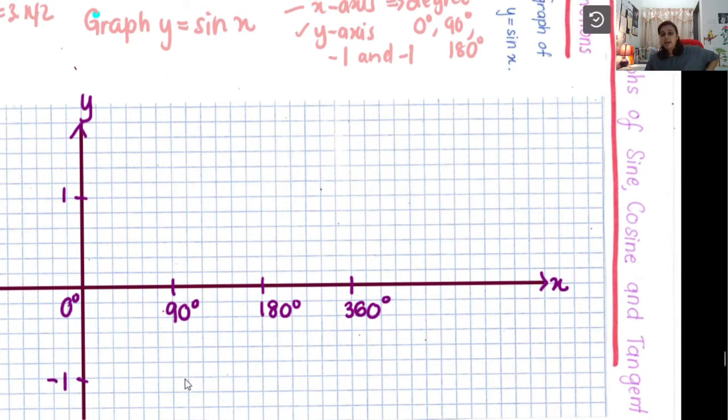Now take your calculator and key in the values. For example, the first one, sine 0. What is sine 0? Let's find what sine 0 is first.